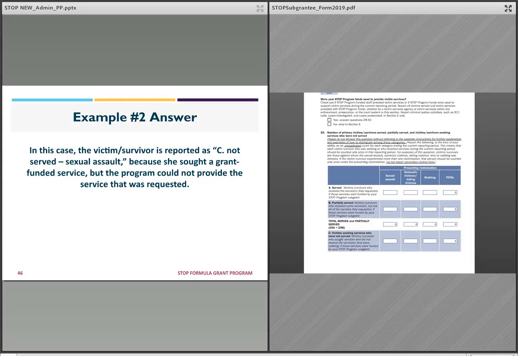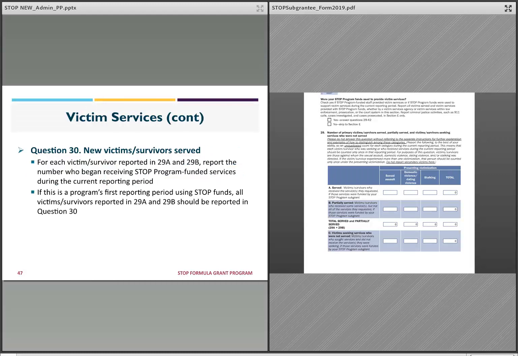This victim would be reported as C, not served, under the category of sexual assault, because she sought a grant-funded service, but the program could not provide the service that was requested. It's important to keep in mind that even though this victim experienced both sexual assault and domestic violence, she can only be reported once in question 29, and therefore we recommend reporting her in this situation under sexual assault because that primary victimization was what drove her to seek services.